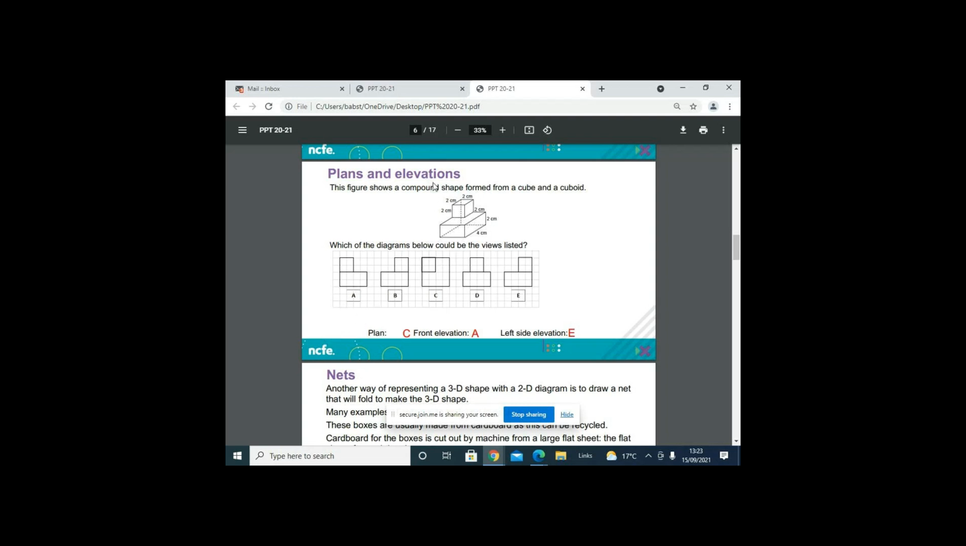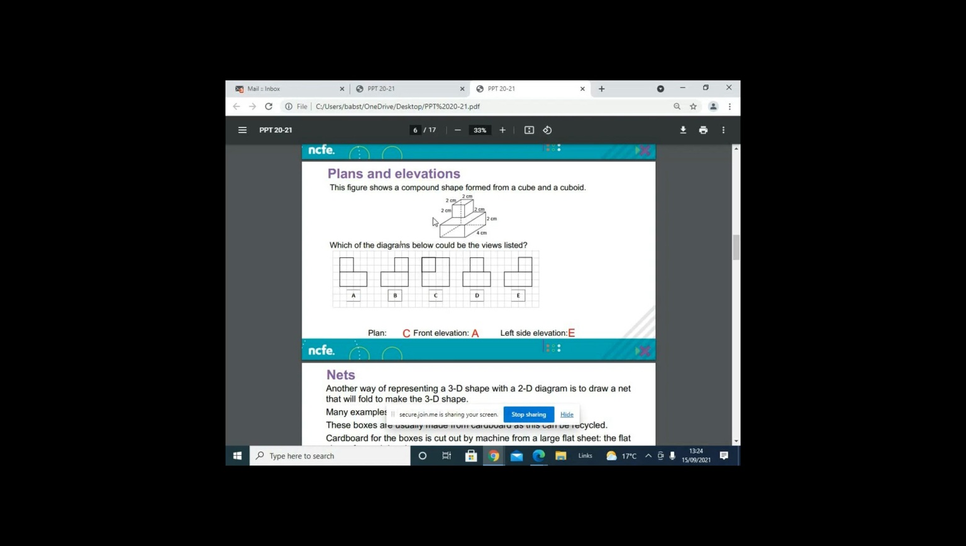So if you look at the plane one, plane is actually when you look at it from the top there. So you realize that there is one... It's going to be C, because the rectangle here, just one side of the rectangle, you can see that there's a cube there. So the plane elevation is going to be C, while the front elevation is going to be A.